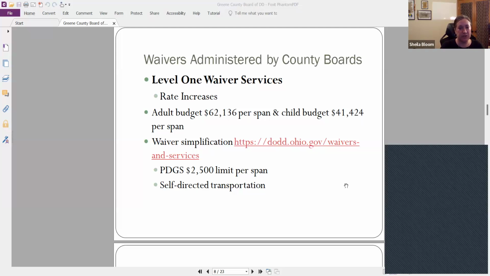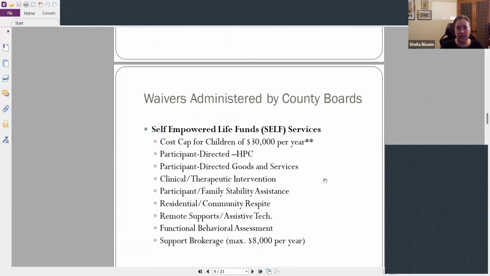This can look a little bit different in each scenario. It can look like Uber, Lyft, or somebody getting certified independently to do transportation. There are a lot of different ways that we can help meet a transportation need, and self-directed transportation is one of those. So if you want to scroll to the next slide.